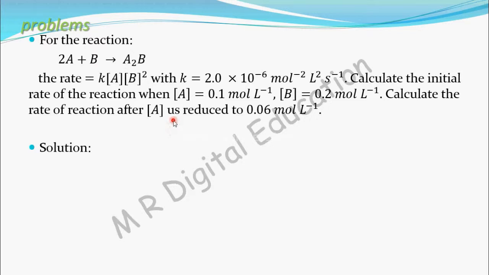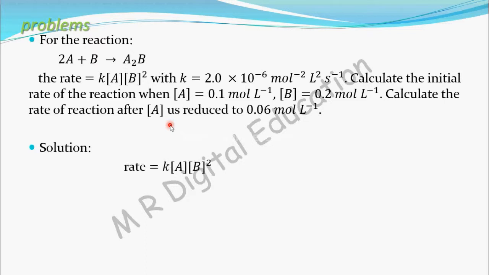This is what is given: the reaction 2A + B gives A2B. He has given the rate law for that reaction and the rate constant for that reaction, and he also gave the initial concentration of A and the initial concentration of B, and asked to find the initial rate of the reaction, and also the rate of the reaction when concentration of A is reduced to 0.06 mole per liter.